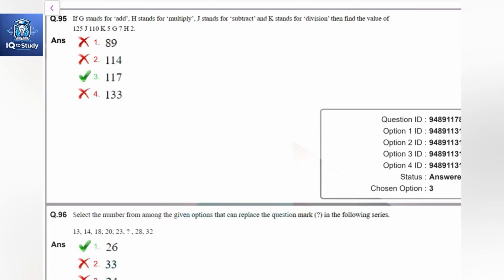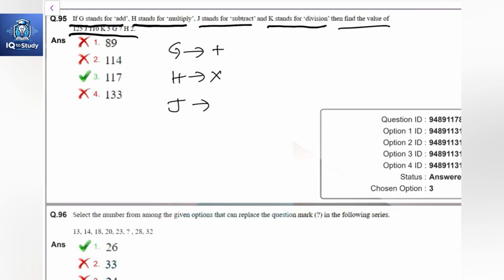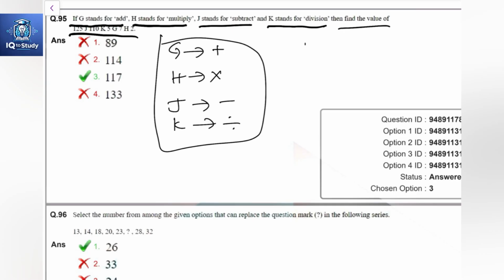If G stands for add, H stands for multiply, J stands for subtract and K stands for division, then find the value of this equation. Given G means addition, H means multiplication, J means subtraction and K means division. We have to find the value of 125 J 110 K 5 G 7 H 2. Here J means subtraction and K means division and G means addition and H means multiplication.